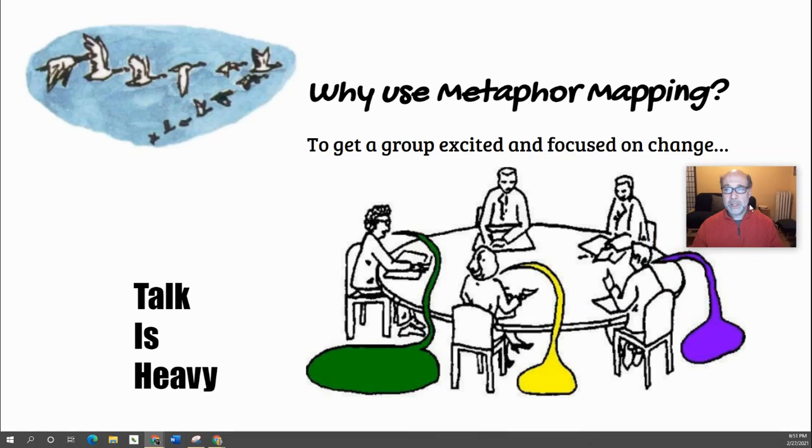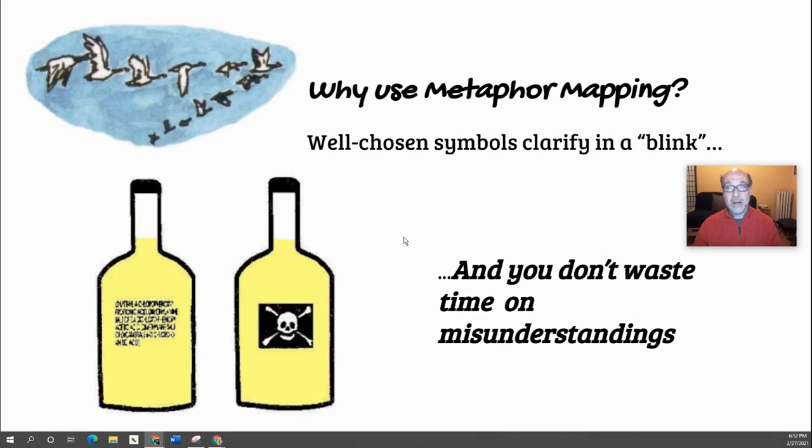So the reason people use metaphor mapping is to get a group excited and focused on change. So as we talked about already, talk is heavy. Metaphor mapping takes advantage of the old saying that a picture is worth 1,000 words. A well-chosen symbol clarifies in a blink what words will actually never end up clarifying. Words will often simply leave us all in a state of confusion.